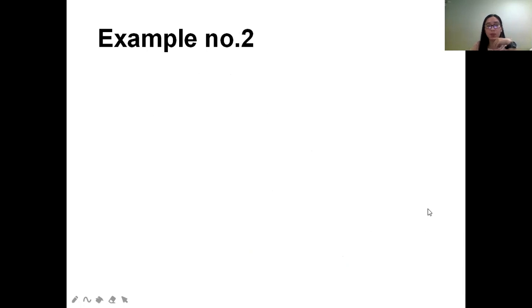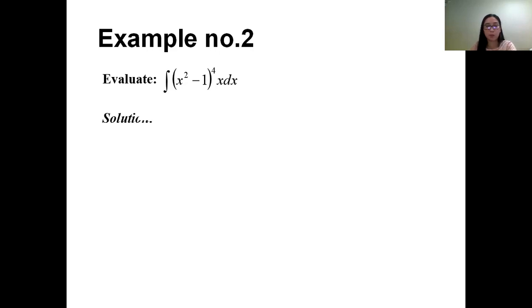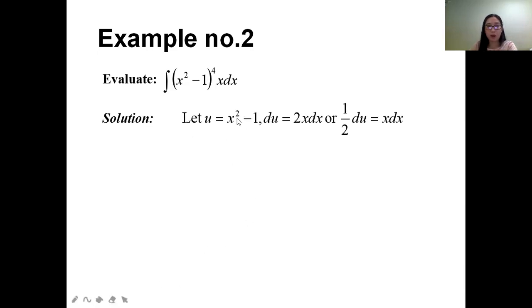So for our example number 2, evaluate the integral of quantity x squared minus 1 to the 4th power times x dx. So medyo tricky na ang atoang example number 2. So for our solution, we let u be equal to x squared minus 1.